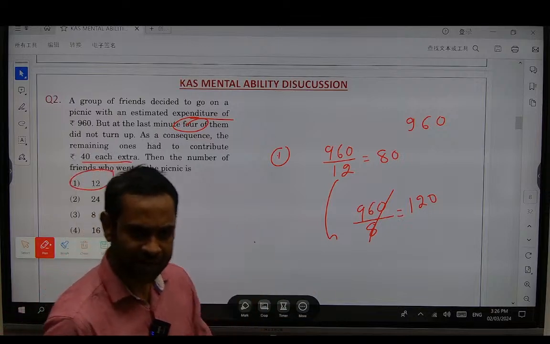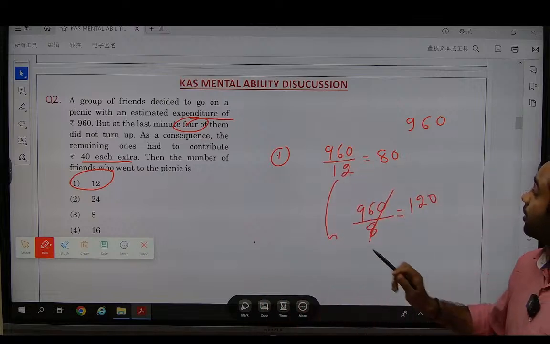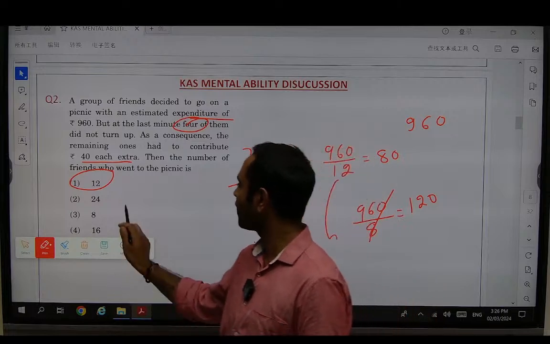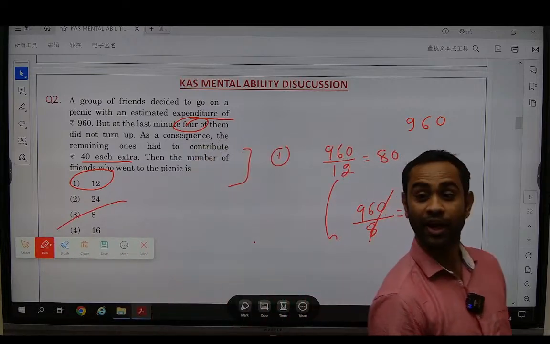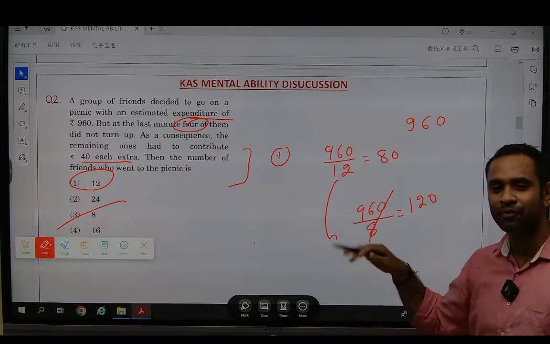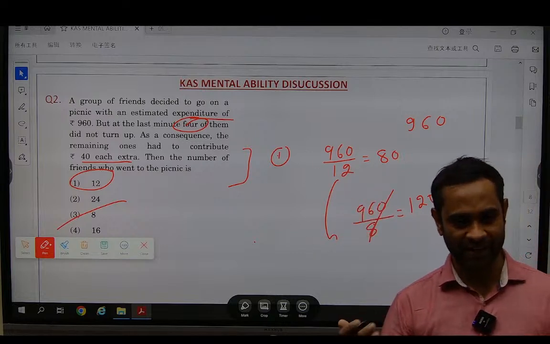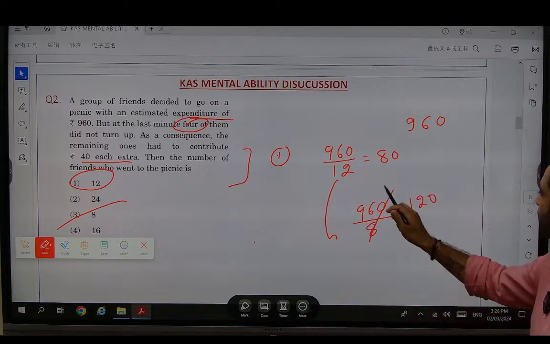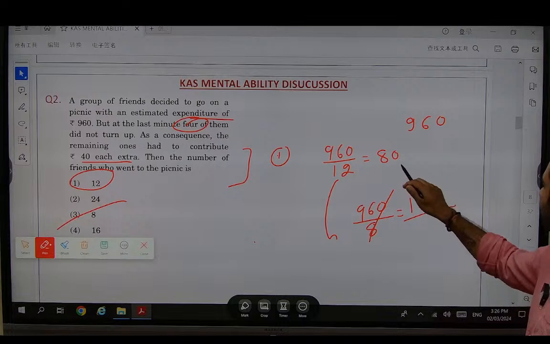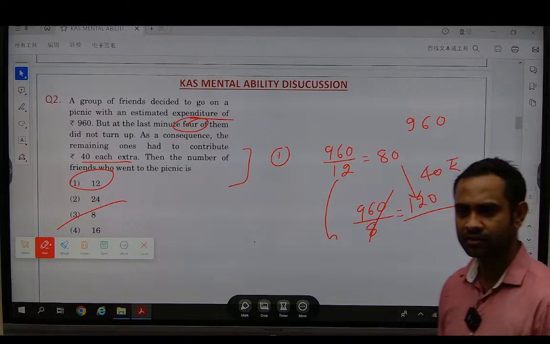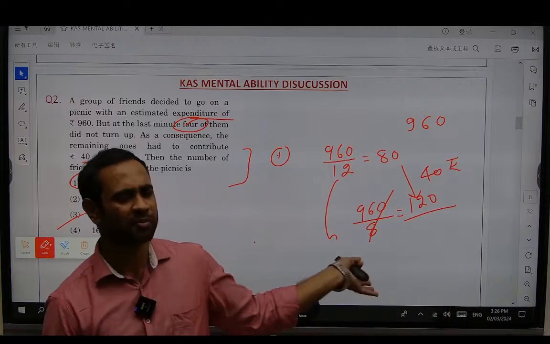But now in the question what they are telling is the number of friends who went to the picnic. So the number of friends who went to the picnic is 8. Total 12 were there. See, we took option 1 and we were able to realize that basically 12 persons were there and 4 persons dropped out. Because of that, 1 person had to give 40 rupees extra, right? So you can see 40 rupees extra they had to give. Clear?